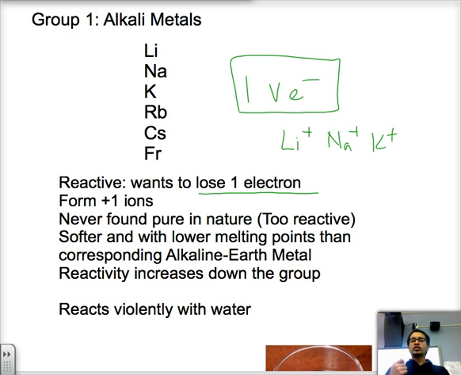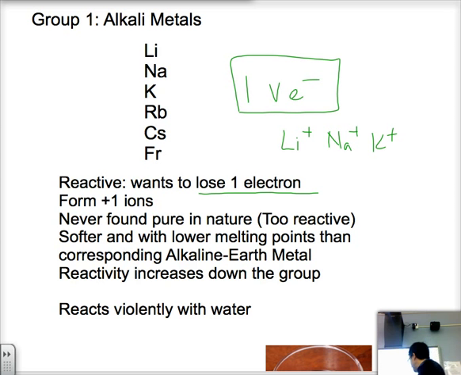All right? They're soft metals. They tend to react with moisture in the air. They tend to react with oxygen as well. And they have relatively low melting points. They definitely have lower melting points than the elements in the same period in the alkaline earth group.